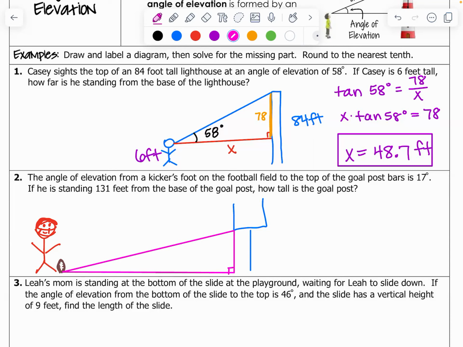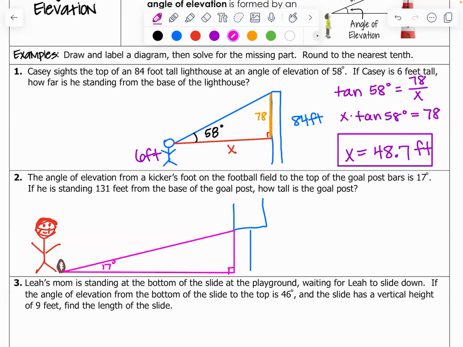This is the top of the goalpost. When I thought of football, I thought of soccer, and then I drew an actual goalpost. We also have goalposts. Where do I put the 17? You put it by the football.